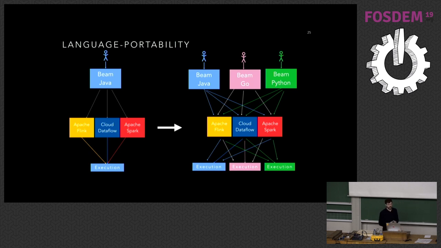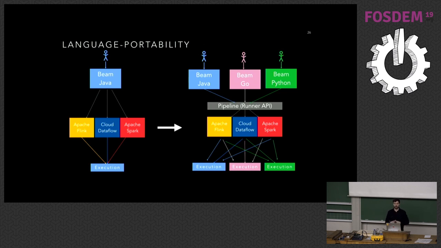Now that we have language portability, it's maybe not a very good idea, but it's certainly possible to just let every SDK figure out a way to translate to every execution engine, and then the execution engine has its own various ways of supporting that language. But this seems like a terrible idea, very complicated, and replicating a lot of work.